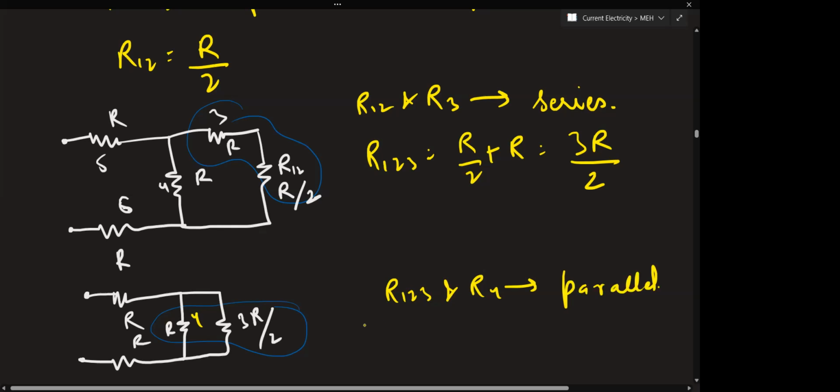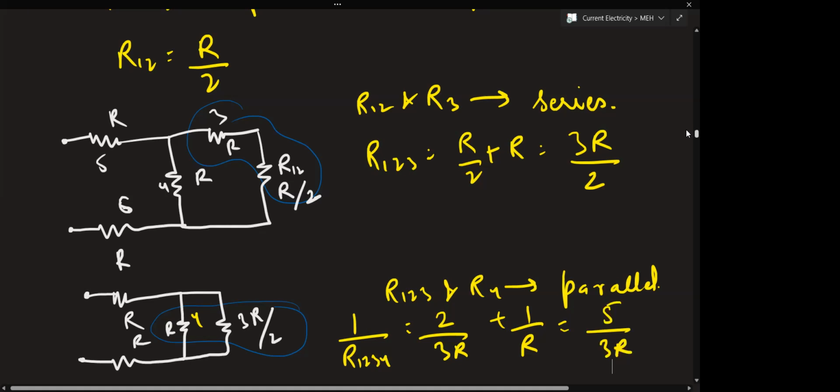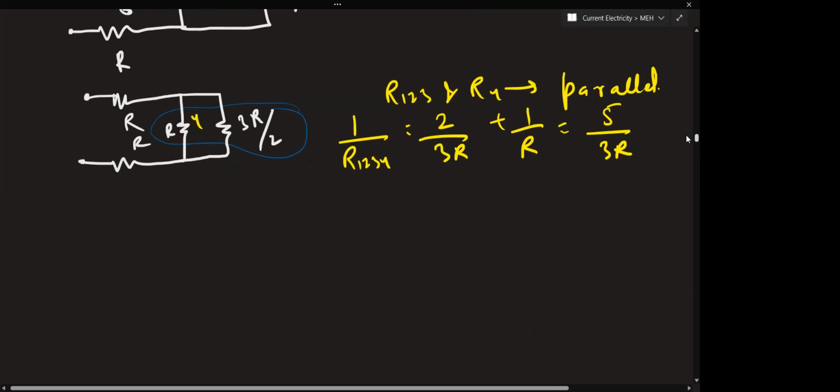So what's your answer coming? 3R by 5. Let's see. 1 by R1,2,3,4 becomes 2 by 3R, means reciprocal of this, plus 1 by R. Reciprocal of this, that's how we write it. So if you multiply by 3, that becomes 5 divided by 3R. Yes, right. So R1,2,3,4 will become 3R divided by 5.